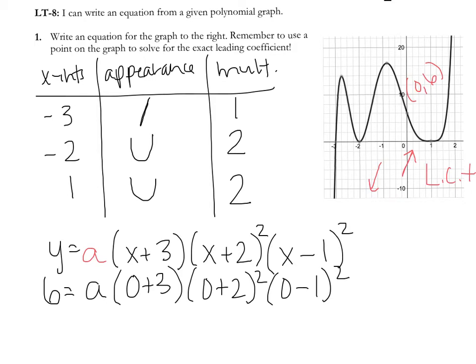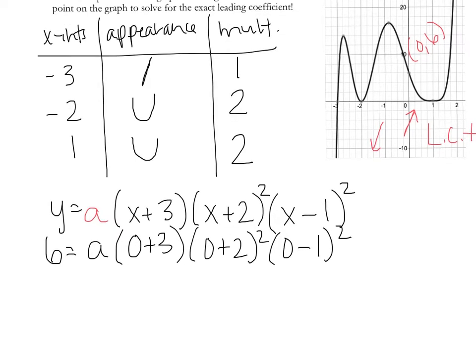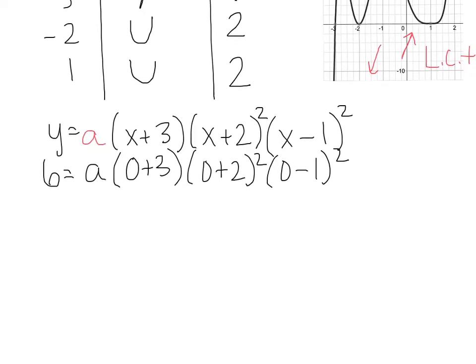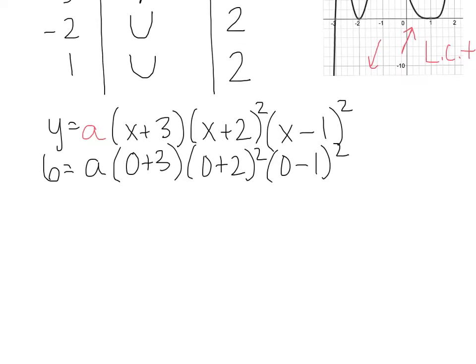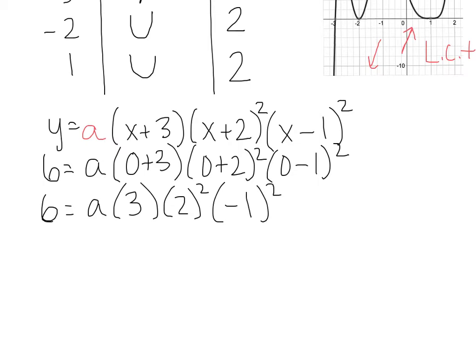And now I just have a nice equation that I'm going to be able to solve for A. So this involves a bit of algebra. So let's go inside each of our sets of parentheses and let's simplify as much as we can. So we have 6 equals A times 3 times 2 squared times negative 1 squared.